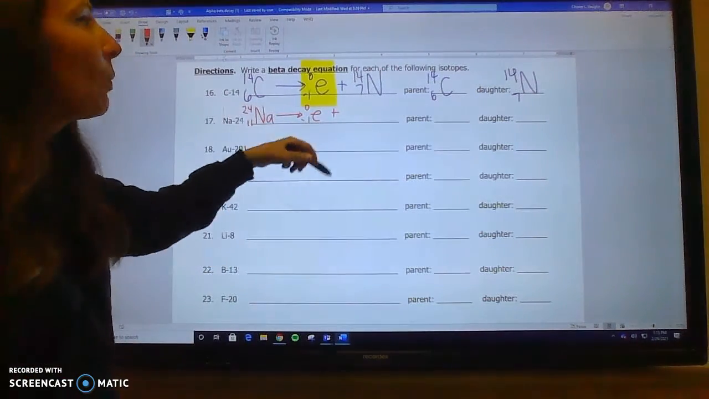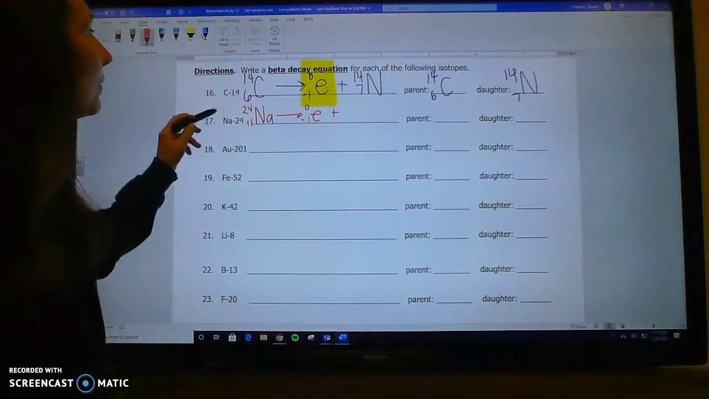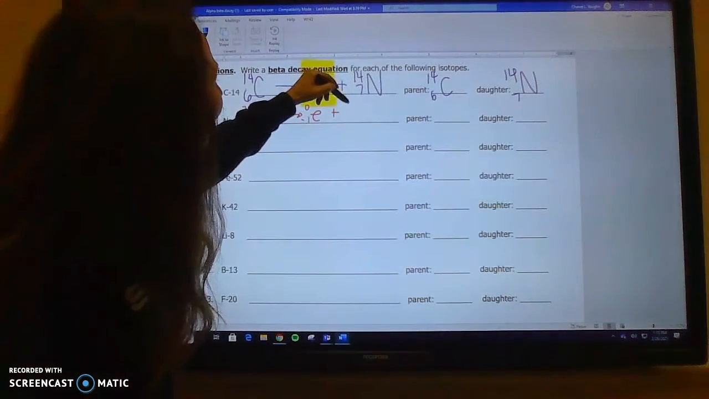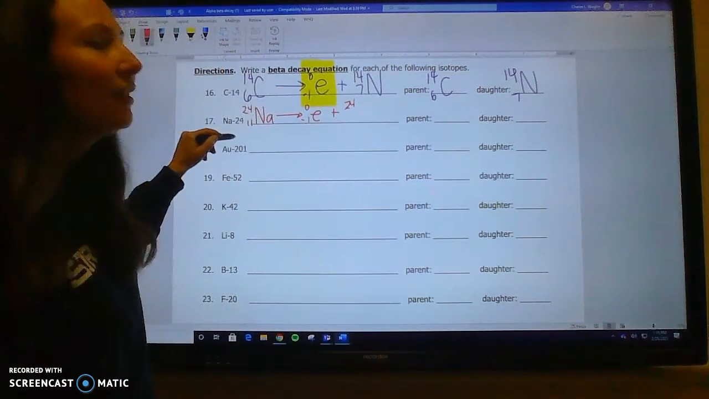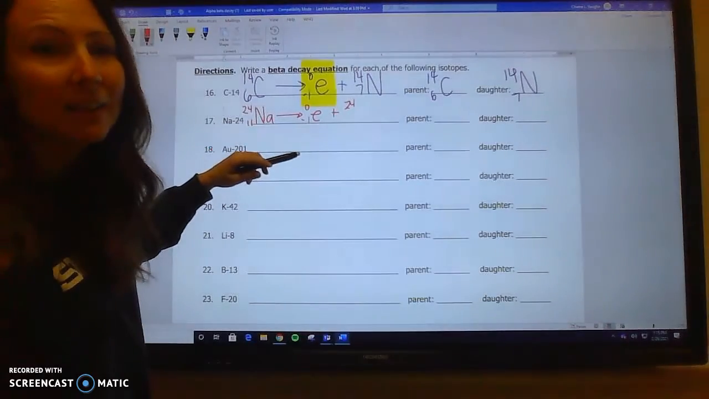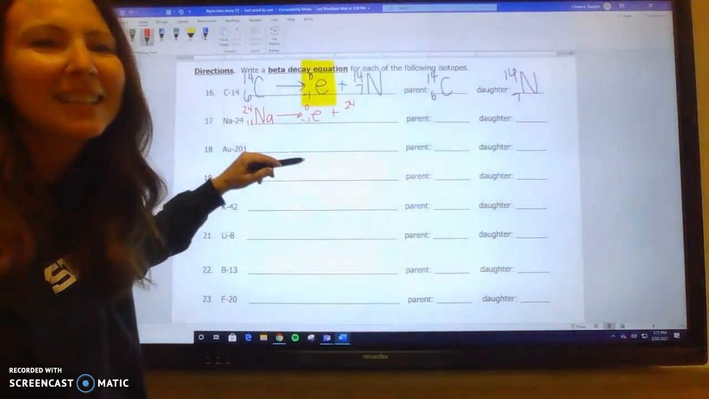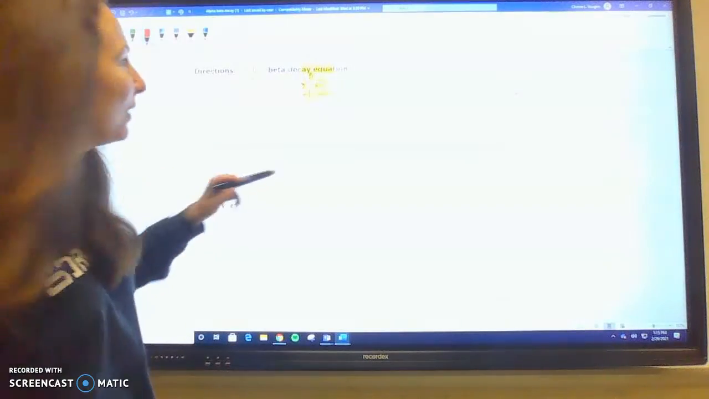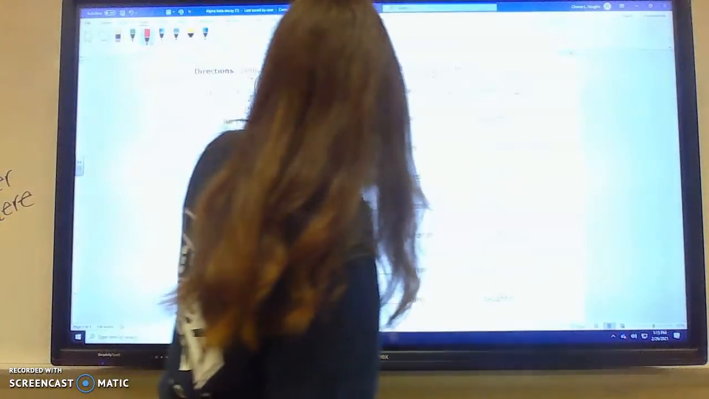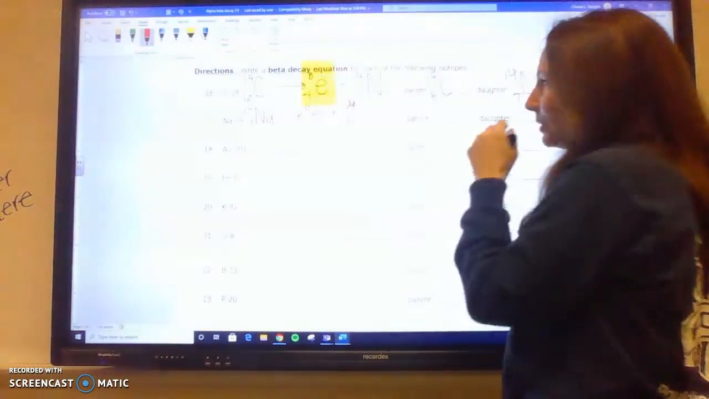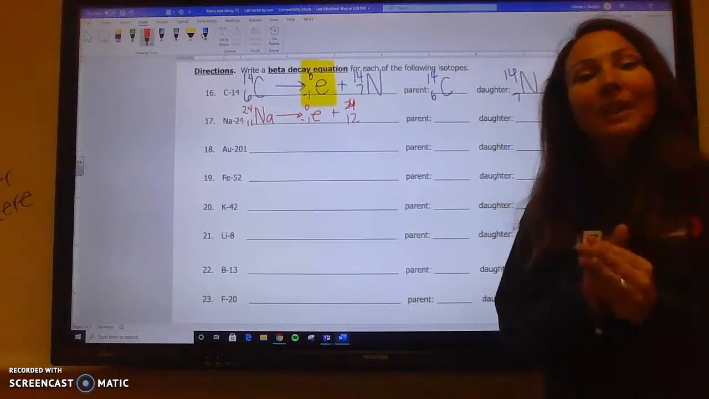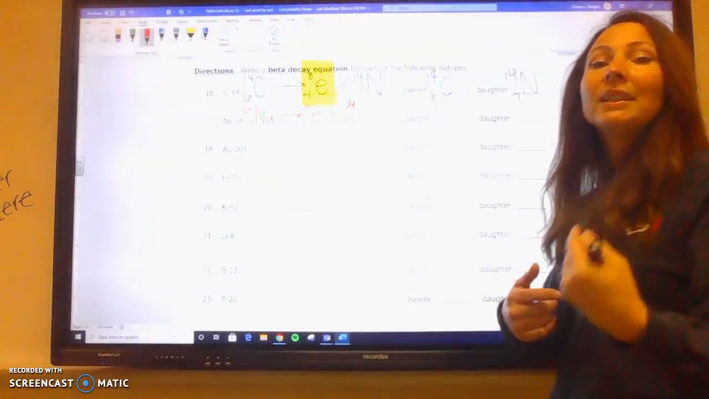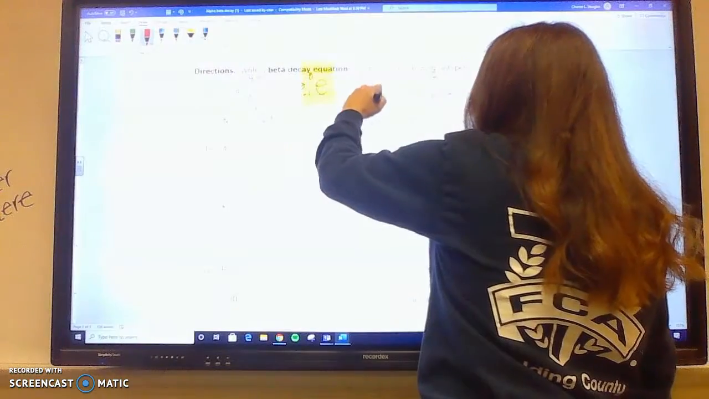Okay? So what do we get as our product? Well, 24 minus 0 is what? 24. And then 11 minus what is, 11 minus a -1 is 11 plus 1, which is 12. Write that 24 a little bit better. And then what is element number 12? You got to use your periodic table, look for atomic number 12, and that's magnesium, Mg.